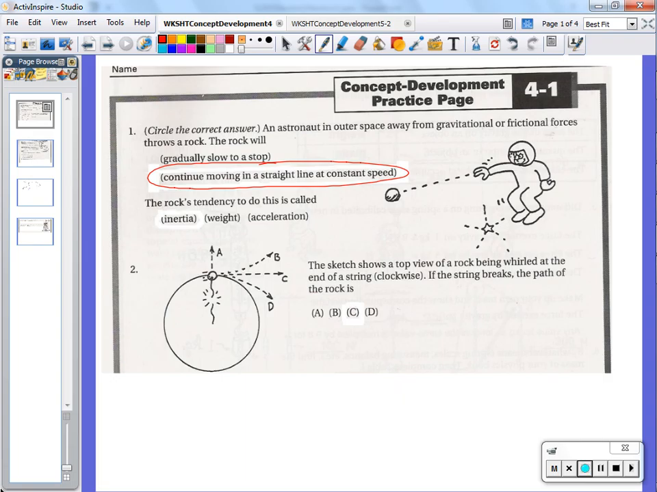Once you get a spaceship out of the atmosphere and into space, does it need an engine anymore? Nope. Right? The rock's tendency to do this is called inertia. Have we ever talked about Voyager in this class before? The satellite Voyager?